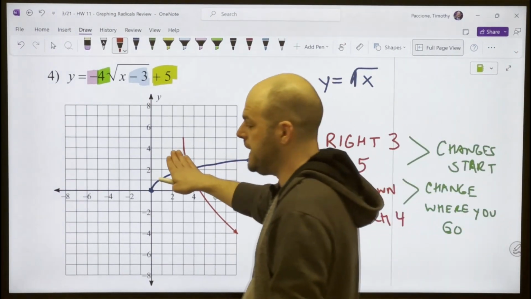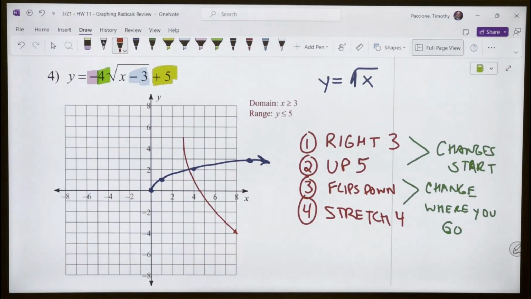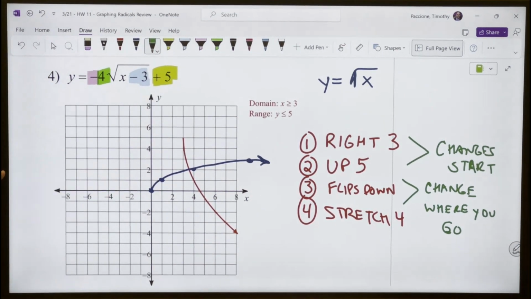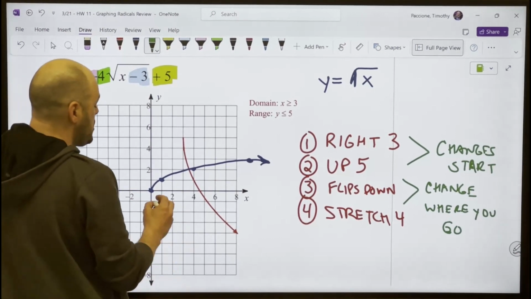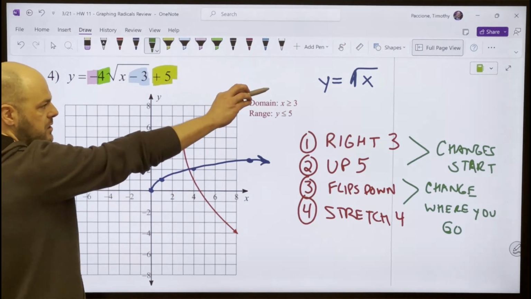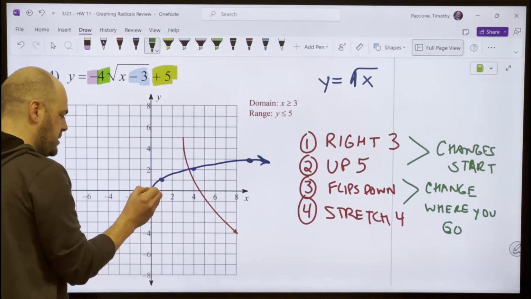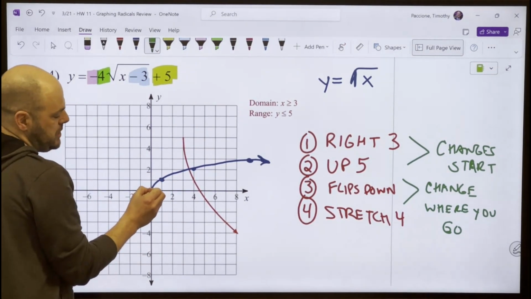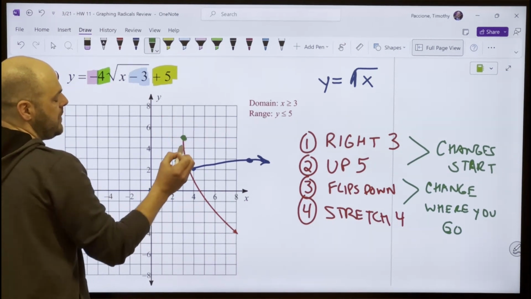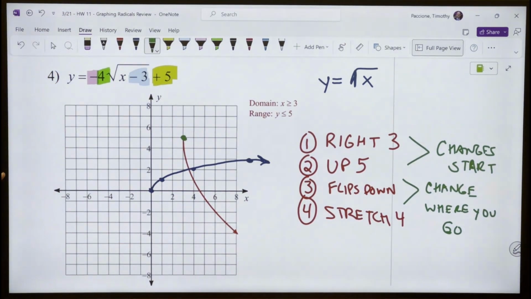Okay, so we know everything that is going to happen. And by the way, this is the answer key, so that's why there's already a red graph on there. So let's just follow those steps and see if we fall on the red curve. All right, so normally I start at 0, 0. You're always thinking, what would I normally do if there was no change to the parent function? Well, I'd be at 0, 0. But this says don't start at 0, 0. It says right 3, up 5. And look at that, I found their starting point. So I have my starting point, half the battle, right?